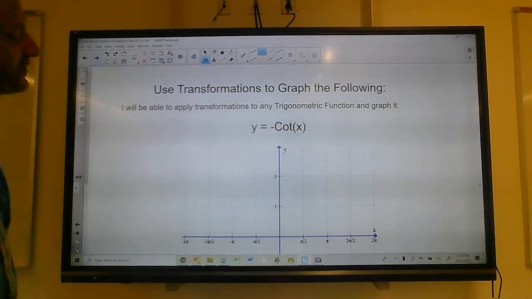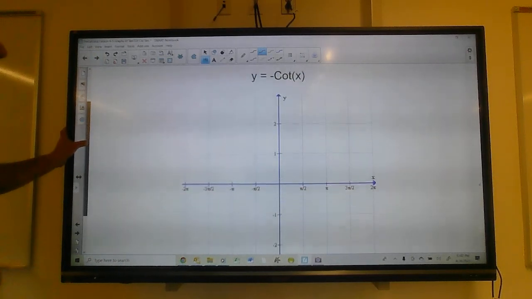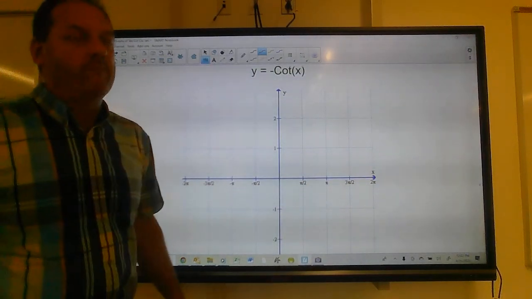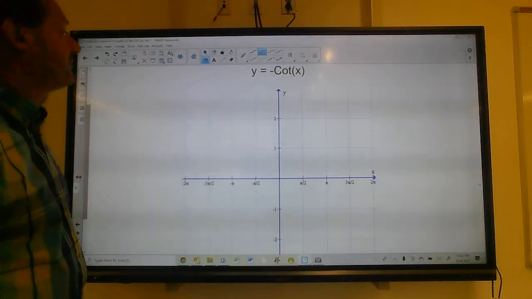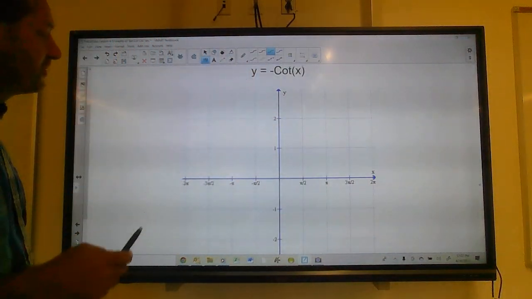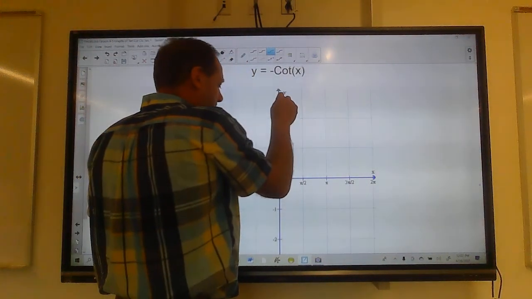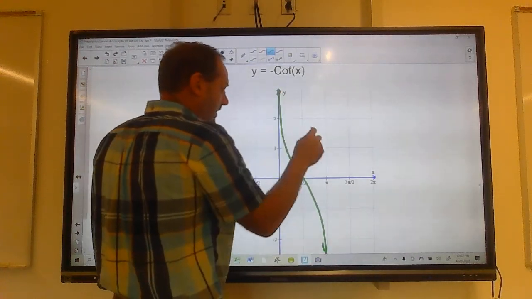Okay, use transformations to graph the following. Negative cotangent. All right, so when you do a transformation, I need you to show all the steps, so you're going to need some colored pencils. I usually like to draw the original with a lighter color. So cotangent would look like this.